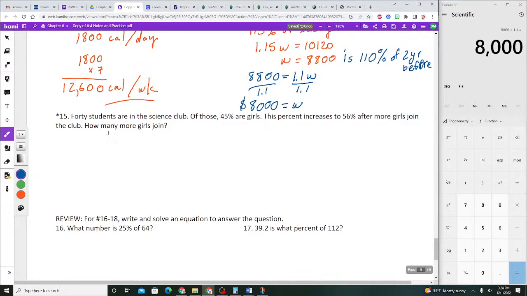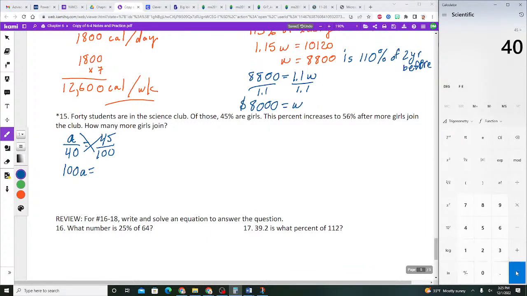40 students are in the science club. Of those, 45% are girls. The percent increases to 56% after more girls join the club. How many more girls join? So we know that originally there's 40 students in the science club and 45% are girls. Let's find out how many girls are in the club. We don't know the number of girls. We'll call it A. The part A over 40 is 45% of the whole. Cross multiply. It's 100A equals, and we need 45 times 40, which gives us 1,800. Divide by 100. And A is 18 girls.